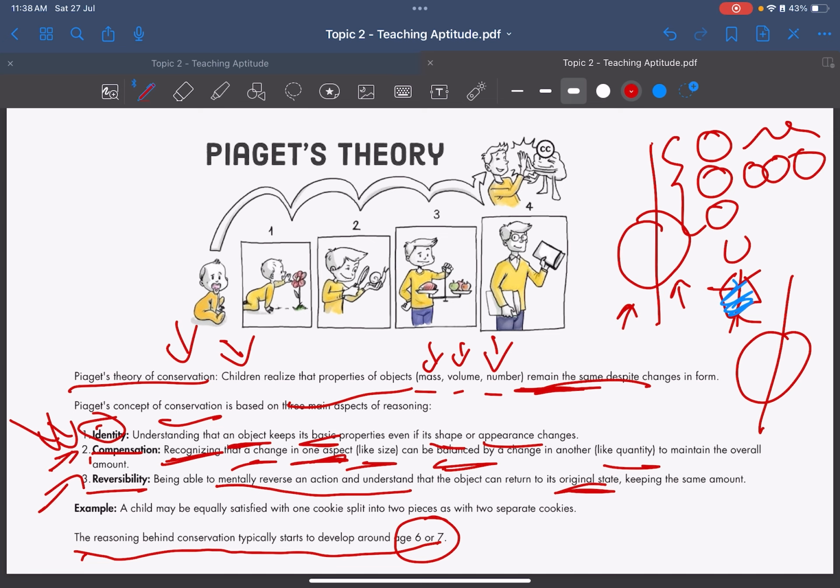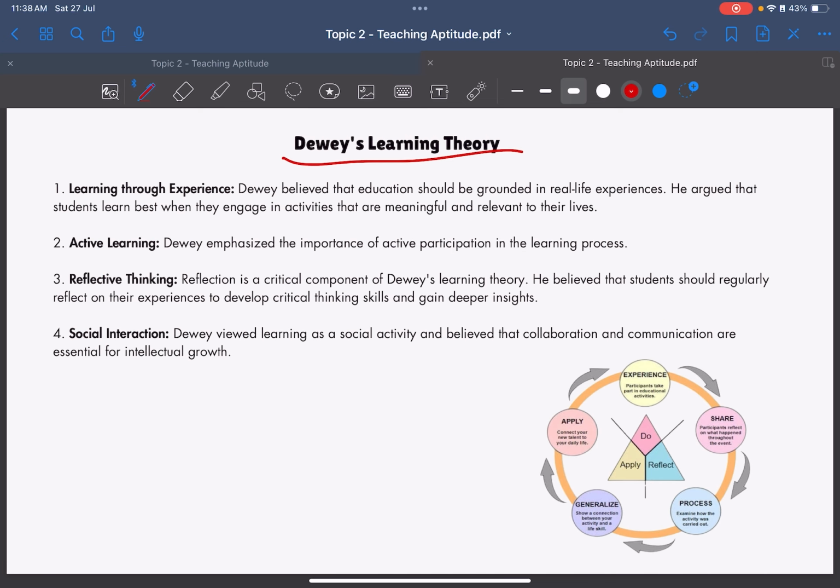Alright, now let's move on to Dewey's learning theory, where he basically speaks about learning through experience and believes that education should be grounded in real life experience, and argues that students learn best when they engage in activities. So he was a believer of group activities, learning by doing, workshops, projects, and second was active learning, where he emphasized the importance of active participation.